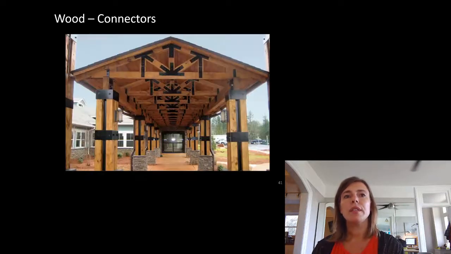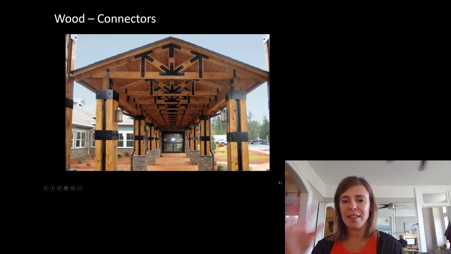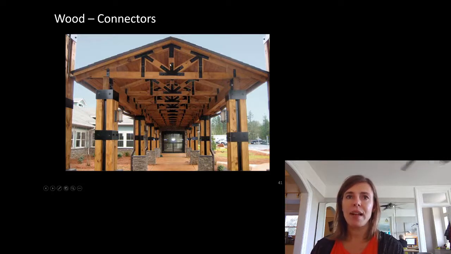Wood connectors. This is one that I like to show because it's kind of like that braced frame one where you're expecting these delicate little connections, and by the time the forces are developed, you might as well have had this be a steel frame.